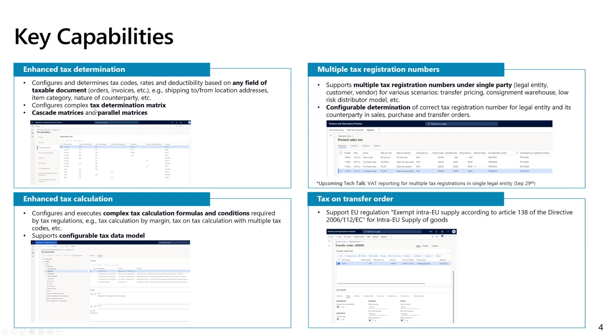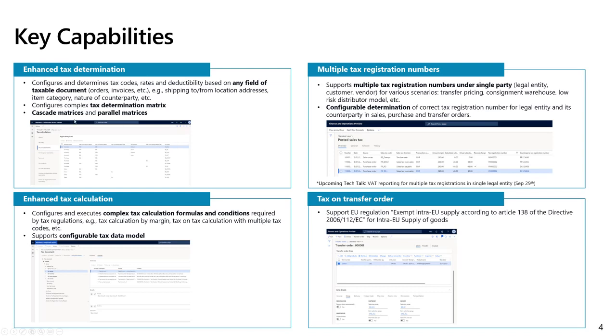We introduce a new mechanism, the tax determination matrix. In this matrix, you can use almost all the available fields on your document, like sales order, purchase order, and the fields here, for example, your shipment address, ship to, ship from address, country, state, province, city, even zip code. And we also have invoicing address, item category, nature of your counterparty, customer account, vendor account, all this information is available. So you can use these fields as the input of the matrix, and determine the output of this matrix, for example, sales tax group or item sales tax group.